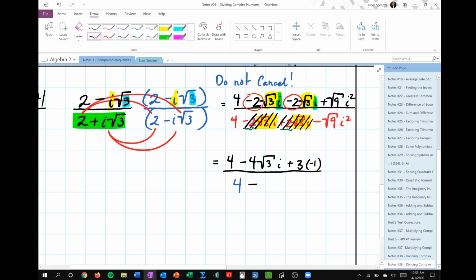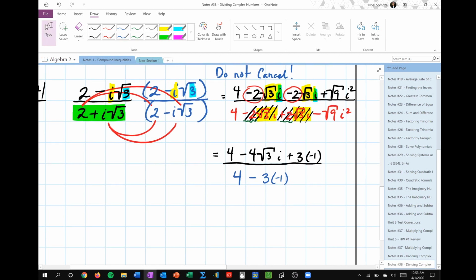We have minus, well, root 9 is 3, and the i squared becomes -1. Okay, so now in the numerator, if you were to multiply the 3 times the -1, that gives you -3. So now you have two real numbers here. You have a 4 and a -3 that you can combine. So when you add those together, 4 minus 3 is just 1. Okay. Then you can bring down the -4 root 3i.